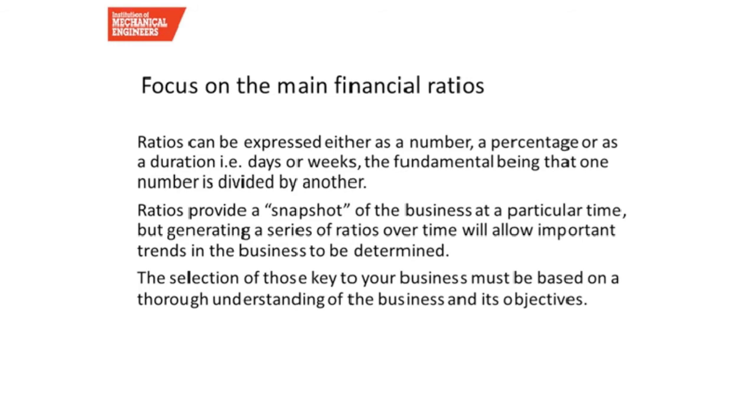Now I'm going to focus on the main financial ratios. Ratios can be expressed either as a number, a percentage, or as a duration, i.e. days or weeks, the fundamental being that one number is divided by another. Ratios provide a snapshot of the business at a particular time, but by generating a series of ratios over time, this will allow important trends in the business to be determined. The selection of those key to your business must be based on a thorough understanding of the business and its objectives.